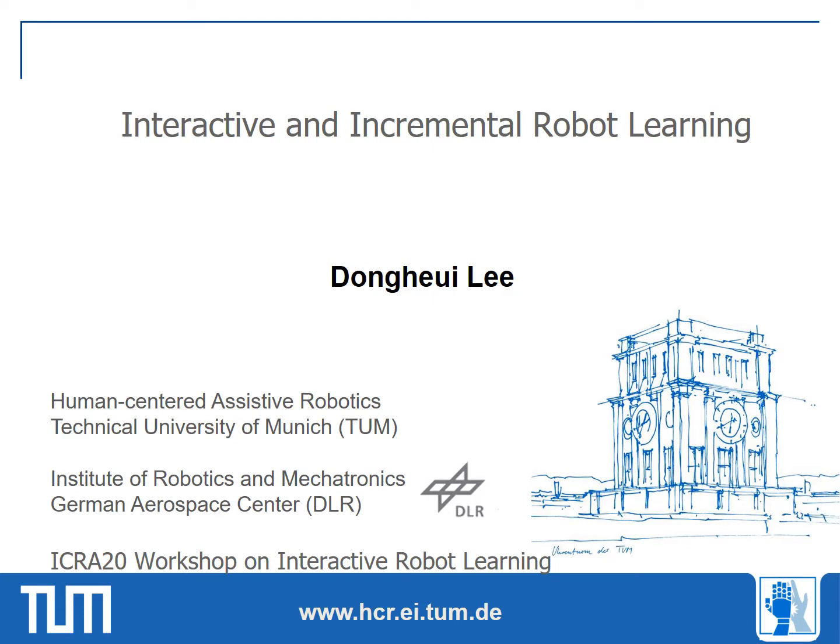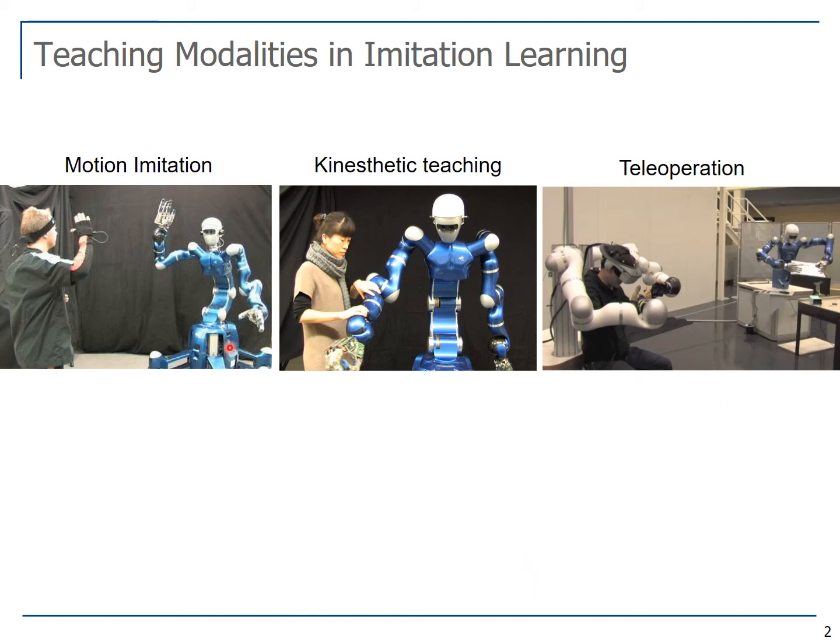In this talk, I would like to present our research on interactive and incremental robot learning. In this work, we follow the framework of learning from demonstrations, also called imitation learning. In imitation learning and robotics, human expert knowledge is transferred to a robot. For that, there are three well-known teaching modalities: human motion imitation, kinesthetic teaching, in other words, physical guidance, and teleoperation.